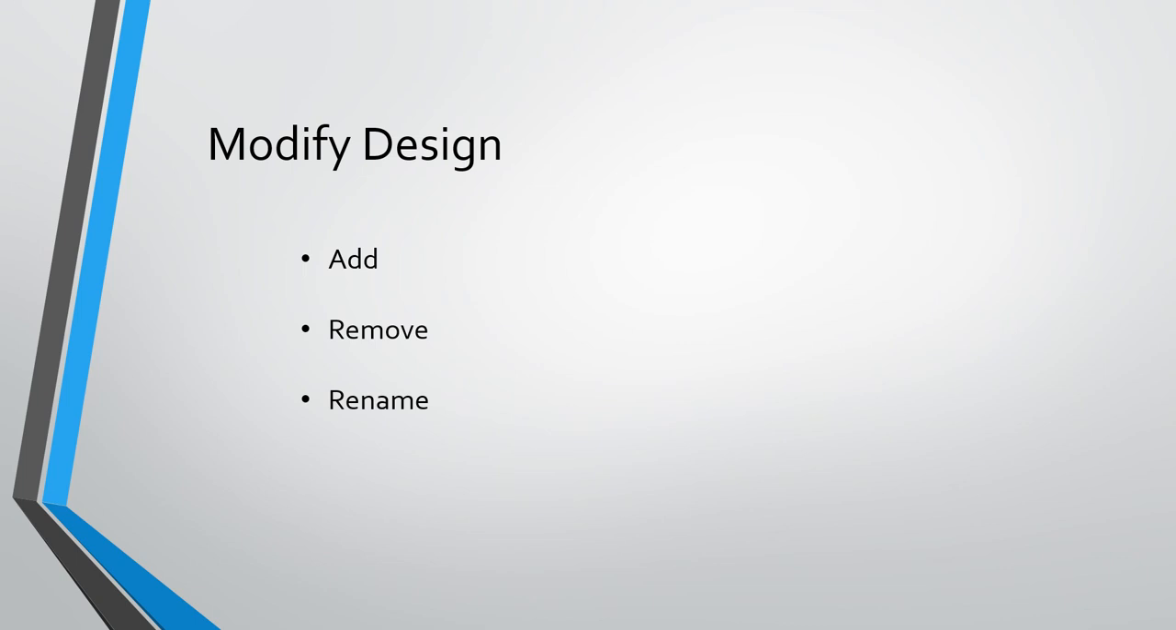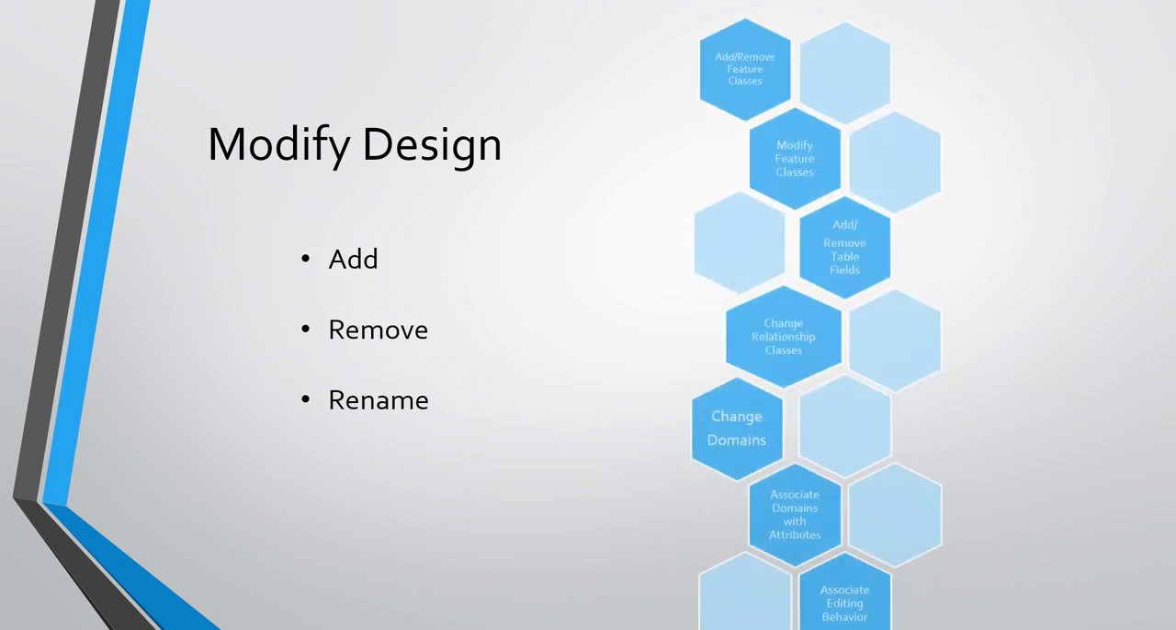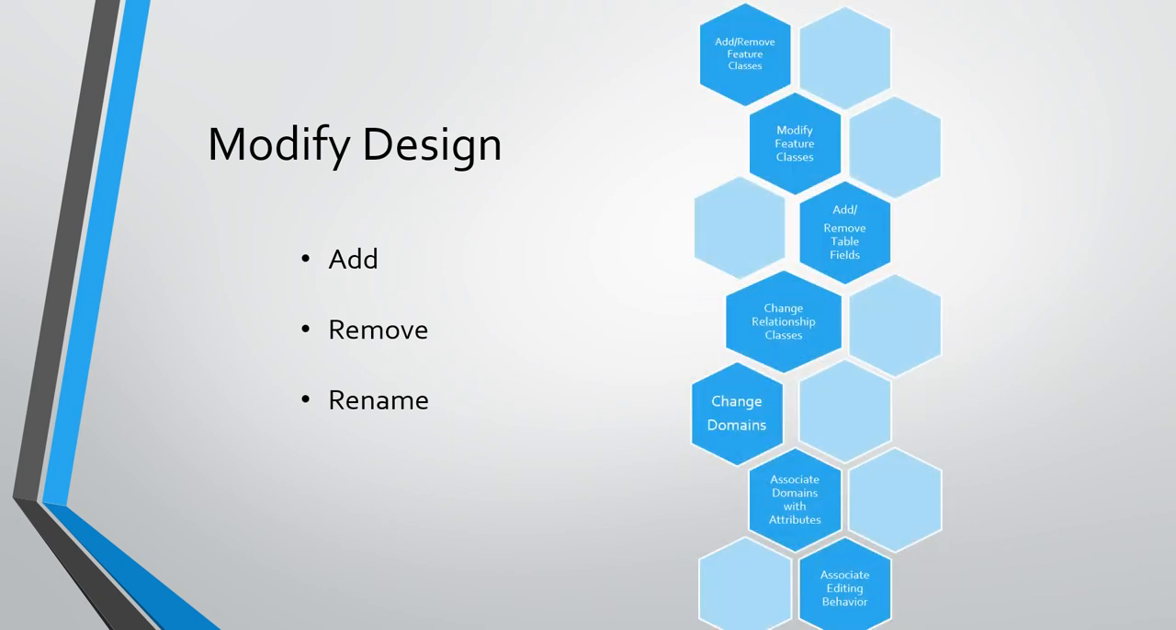So basically, for modifying the design, we're going to add, remove, and rename the data. We'll be adding and removing feature classes, modifying feature classes, adding and removing table fields, changing relationship classes, changing domains, associating domains with attributes, and associating editing behavior.